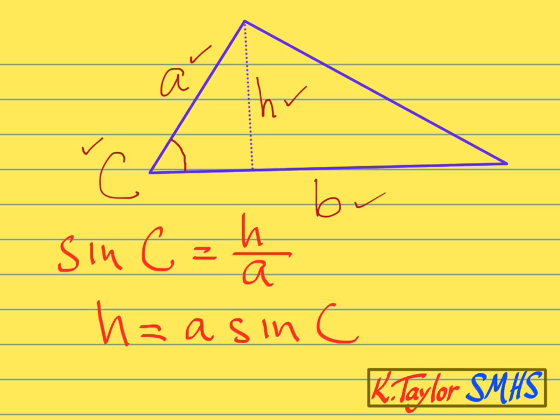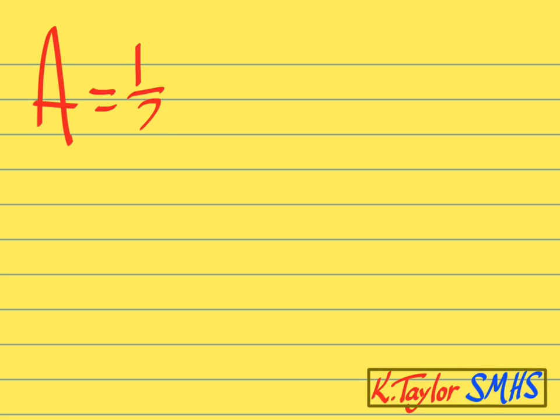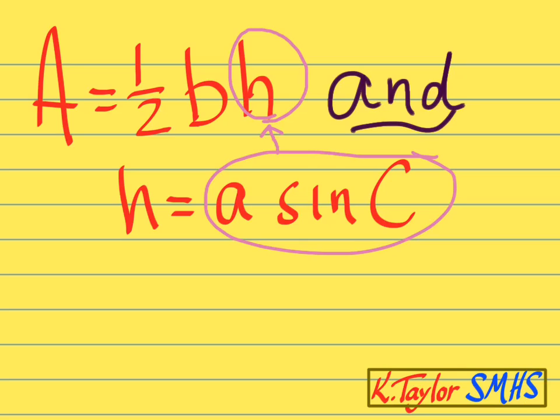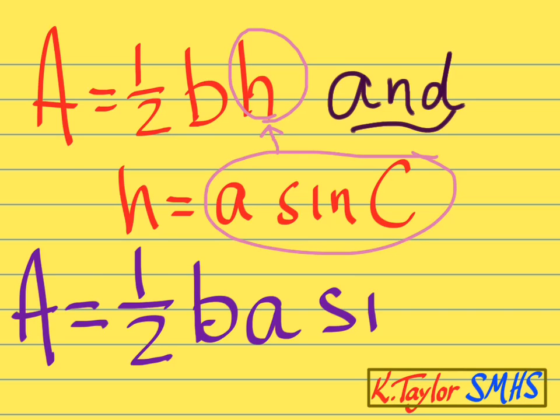Okay, so now let's collect these two ideas together. We've got 1/2 base times height for the area of the triangle, and the height can be written as a times the sine of C. Well, look how easy this is going to be for me to substitute a sine C in place of h in that ordinary triangle area formula. And what I get is this. The area is 1/2 times b times a times the sine of C. So that looks like the formula right there.